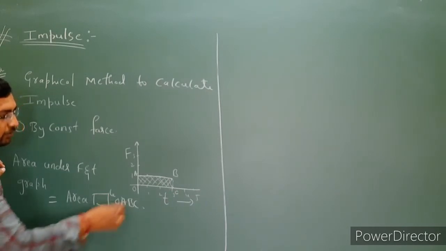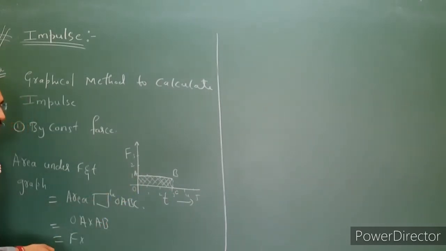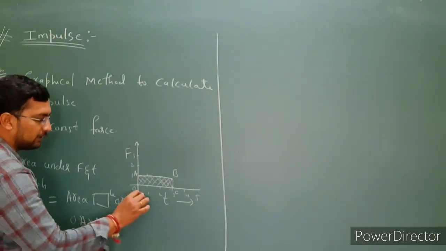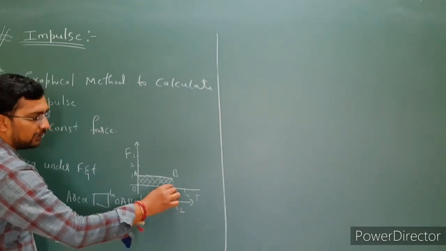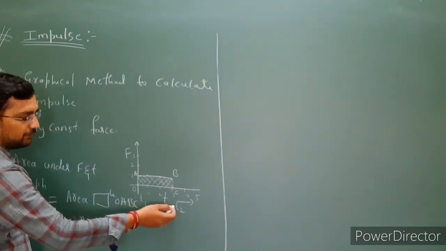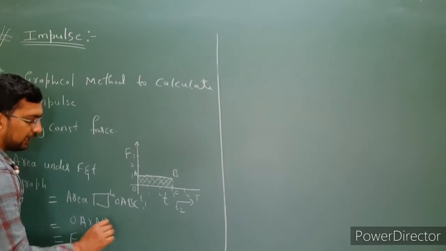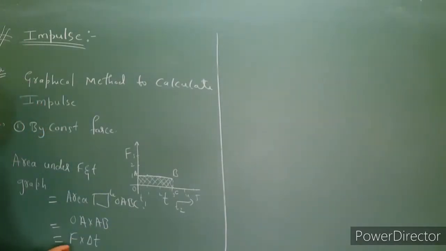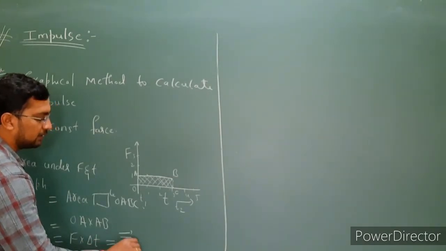Here OA value is nothing but the force, that is F, and AB value is nothing but the time interval. Let us assume that this is T1 and this is T2. At this point is T2. So T2 minus T1 is nothing but del T, the change in time interval, right? So this gives the impulse: force into change in time interval, or the force into time, that is known as the impulse.